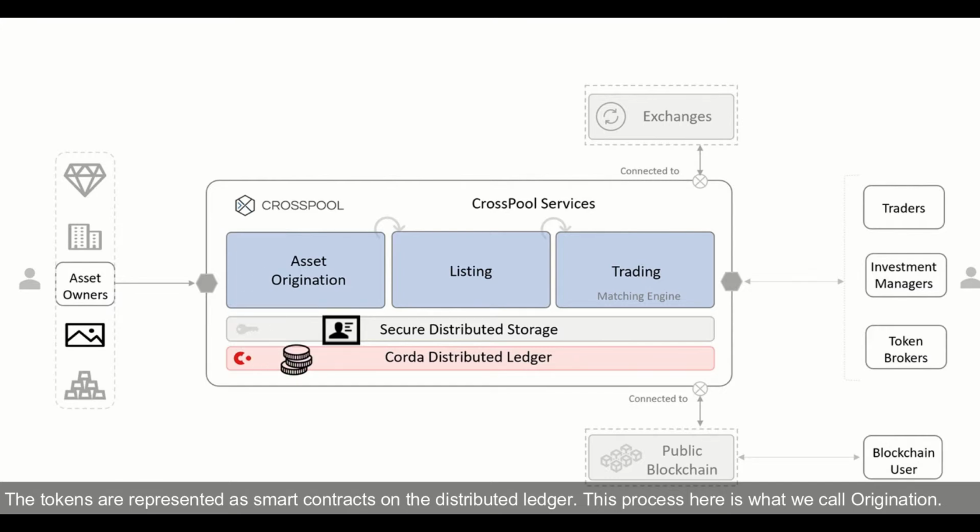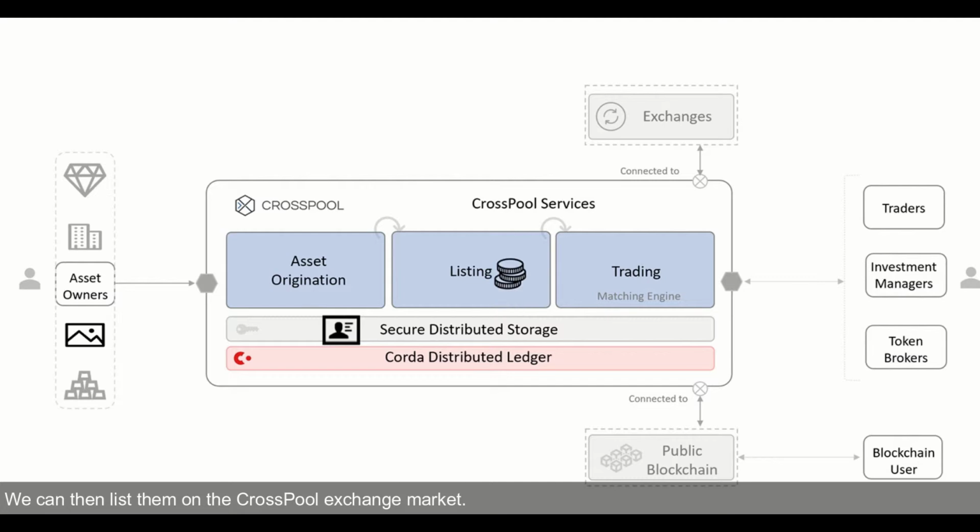This process here is what we call origination. Now we have tokenized a real-world asset. How do we make it easy for people to trade on such tokens? We can then list them on the CrossPool exchange market. Once it is listed, it becomes available for people to trade.